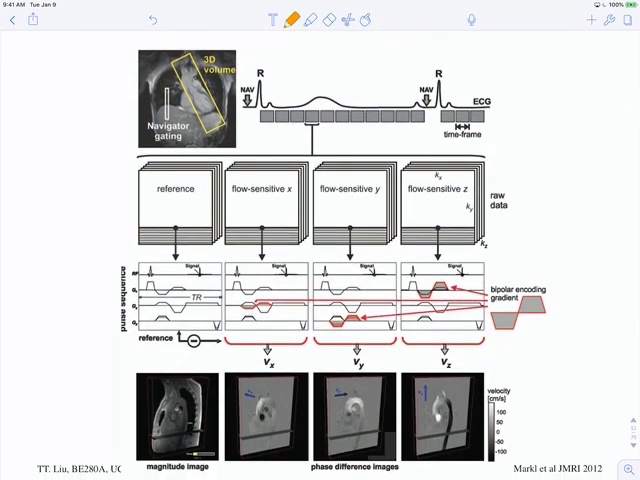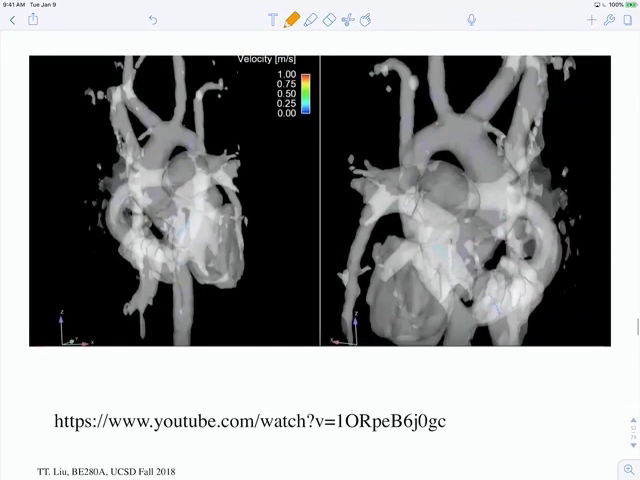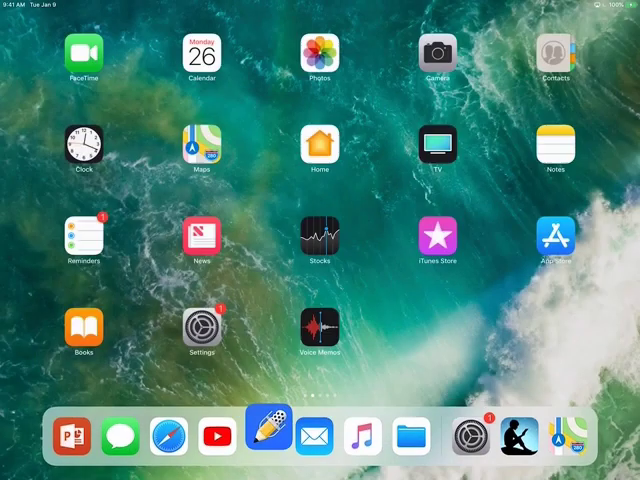The other example here is of looking at blood flow in the heart. Since this is the end of the lecture, I'll just go ahead and play this so it doesn't matter if it stops. We'll just go ahead and try this one more time.